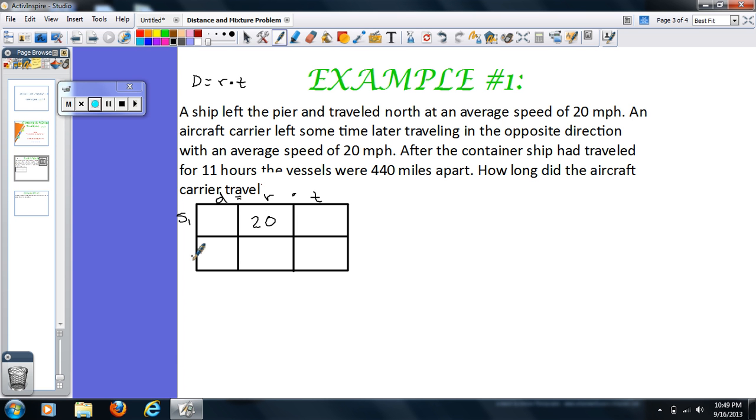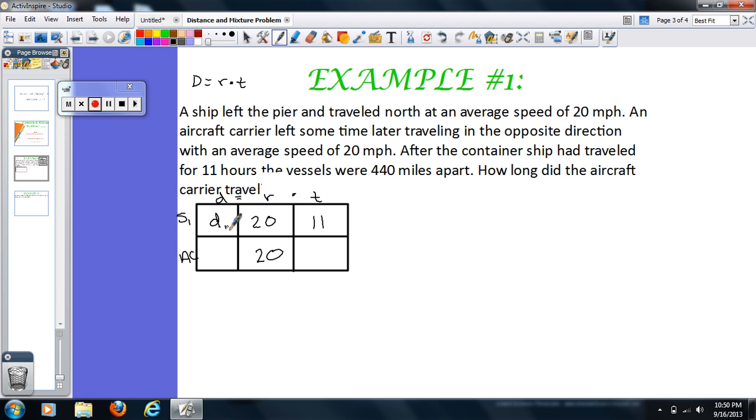And it says an aircraft carrier, so I'm just going to put this as AC, left sometime later, traveling in the opposite direction with an average speed of 20 miles per hour. So now we have the rate of our second ship. After the container ship had traveled 11 hours, so that gives us our time. This is going to be 11 hours. The ships were 440 miles apart. How long did the aircraft carrier travel?